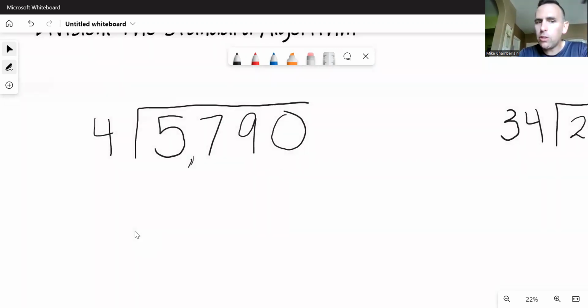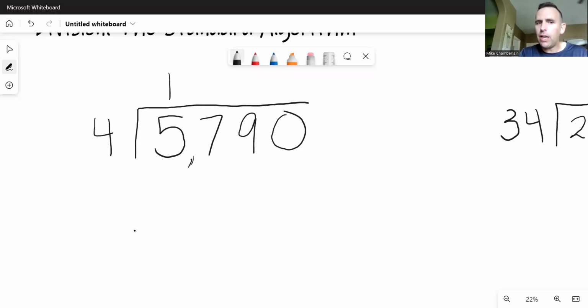So we start in the thousands place and we're thinking to ourselves, of course, in the elementary class, it might sound like this: how many times does 4 go into 5? But what you're really asking is how many groups of 4 are in 5. And that's 1. There's one group. If there were 5 dots, you could circle one group of 4. And then, of course, there's 1 dot left over.